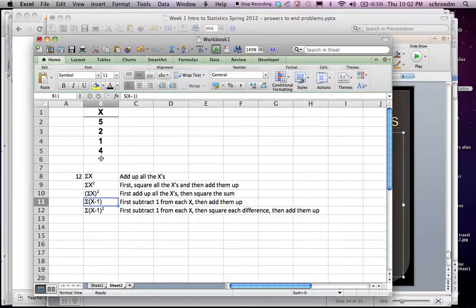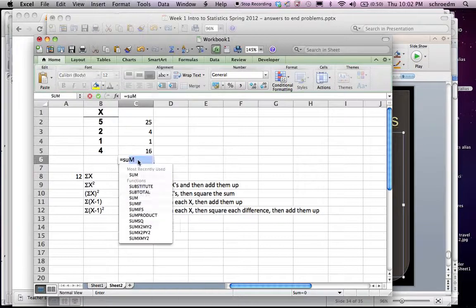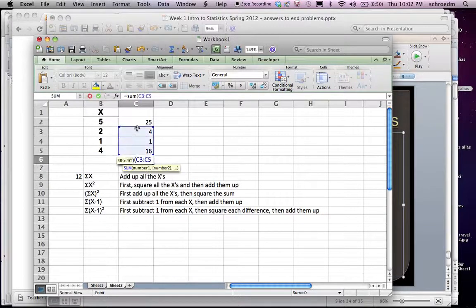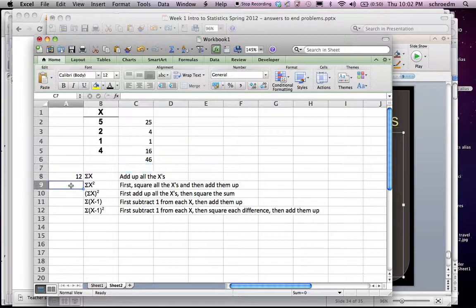The next is sum of x squared. So again, because I have exponents first, the first thing I'm going to do is square each x. And then I'm going to add it all up. And I get a value of 46.